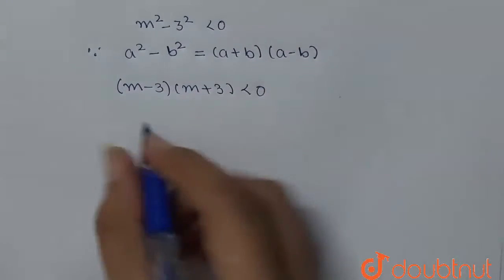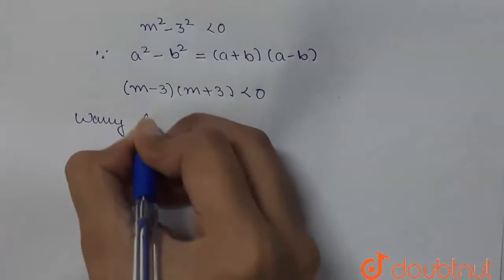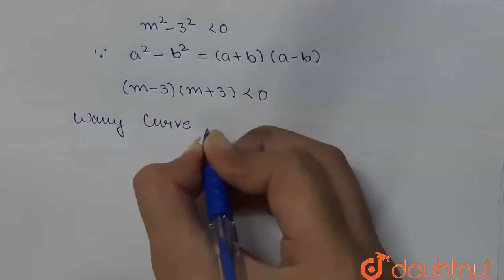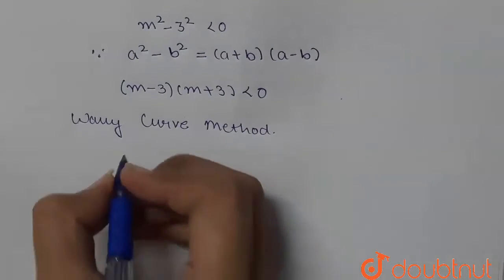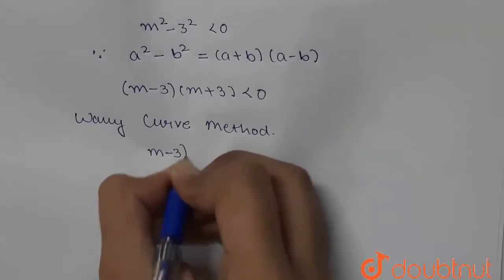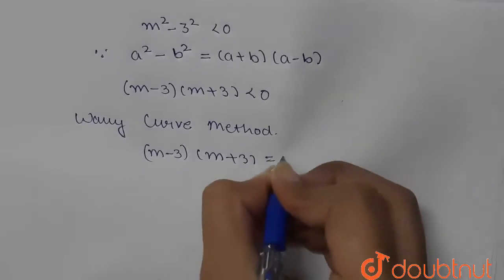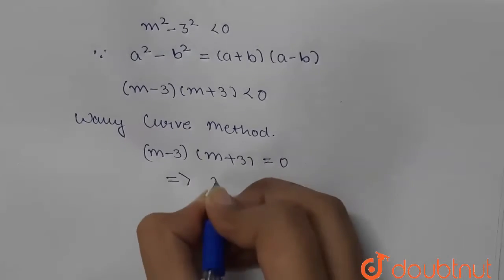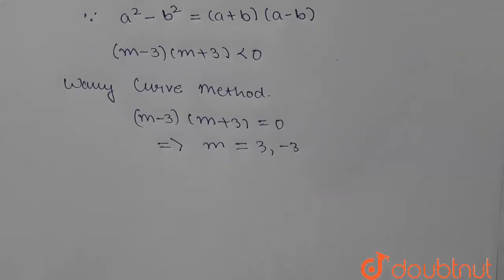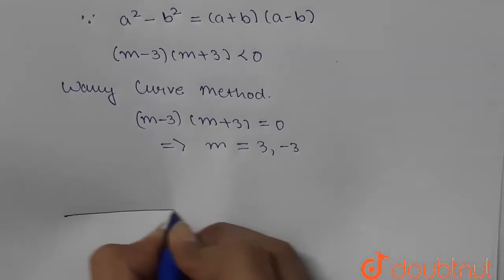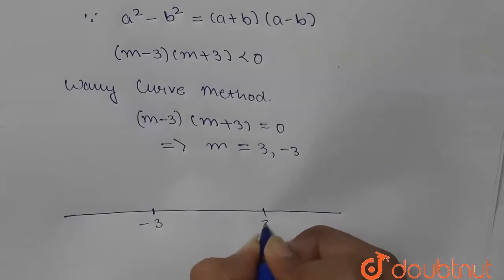Now we have to solve this inequality, so we are going to solve this using the wavy curve method. For that, first we are going to equate m minus 3 into m plus 3 with 0. From here we will get two roots for m, that is plus 3 and minus 3. Now the second thing we are going to do is plot them. So here we will get minus 3 and here we will get plus 3.